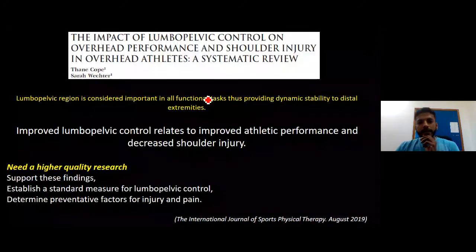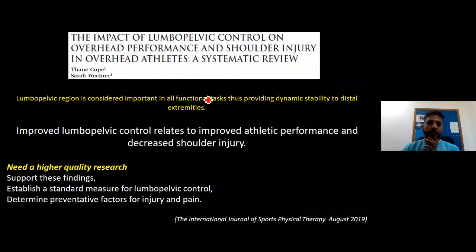But there are a few other studies which show otherwise. For example, there is a systematic review on the impact of lumbopelvic control on overhead performance and shoulder injury in overhead athletes. They say that the lumbopelvic region is considered important in all functional tasks, providing dynamic stability to the distal extremity, whether it is the lower limb or the upper limb. Lumbopelvic control is more important.